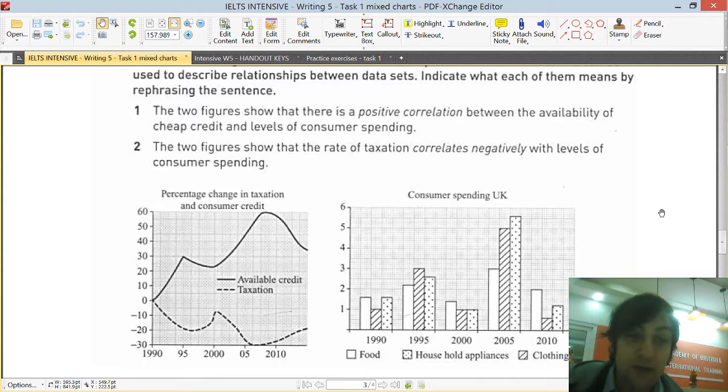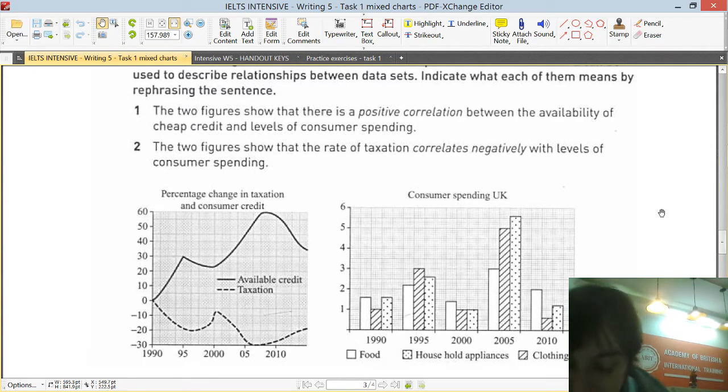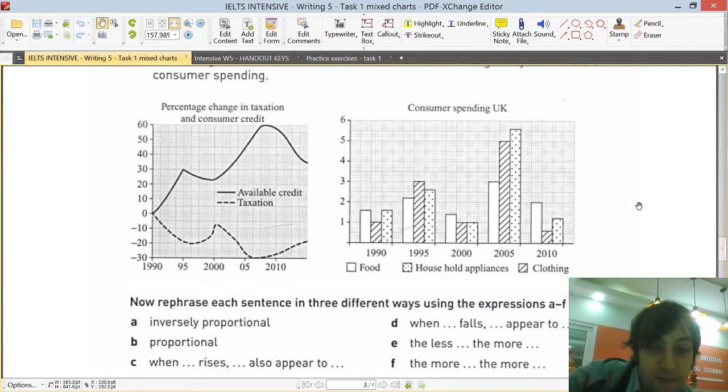Alright, let's have a look at the answers for this one. So for number 1, we could change the sentence to this. When the availability of cheap credit increases, consumer spending increases. When the availability of cheap credit decreases, consumer spending decreases. Number 2, when the rate of taxation increases, consumer spending decreases. And when the rate of taxation decreases, consumer spending increases.